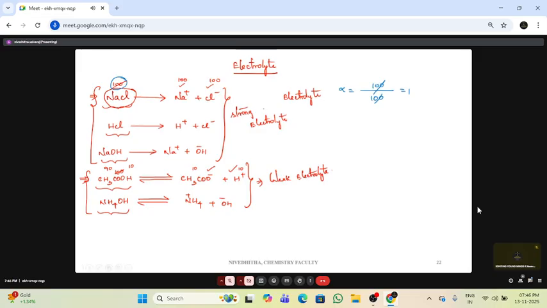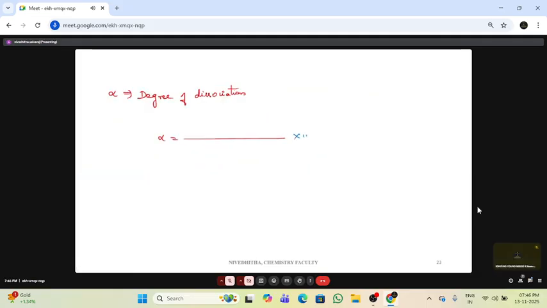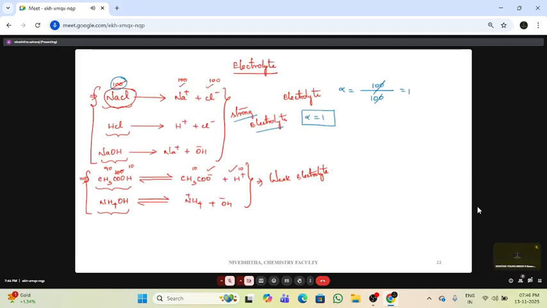So what we can infer is, as far as strong electrolytes are concerned, alpha value will always be equal to 1. If we want to express it in percentage, then multiply it with 100. So as far as strong electrolytes are concerned, the degree of dissociation is 1, or it is 100% dissociated. Now we'll apply it for acetic acid.